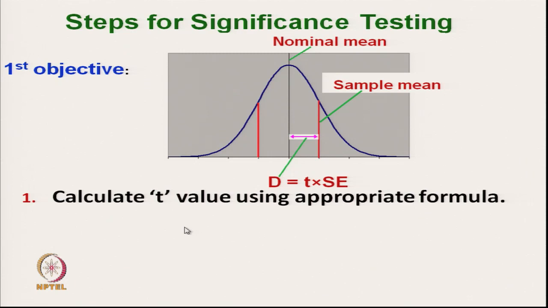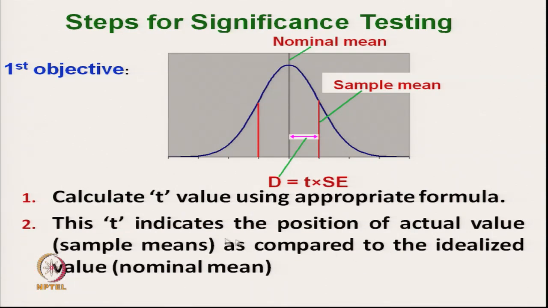To calculate the t value using the appropriate formula, we can calculate the t value. This t indicates the position of the actual value. As t increases, this will be moving away, and when t decreases, this will move closer. So, t indicates the position of the actual value, that is the sample mean, as compared to the idealized value, that is the nominal mean. That is how we can calculate.